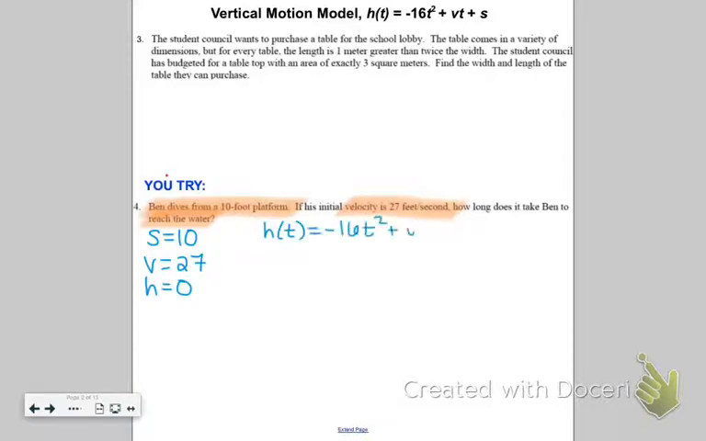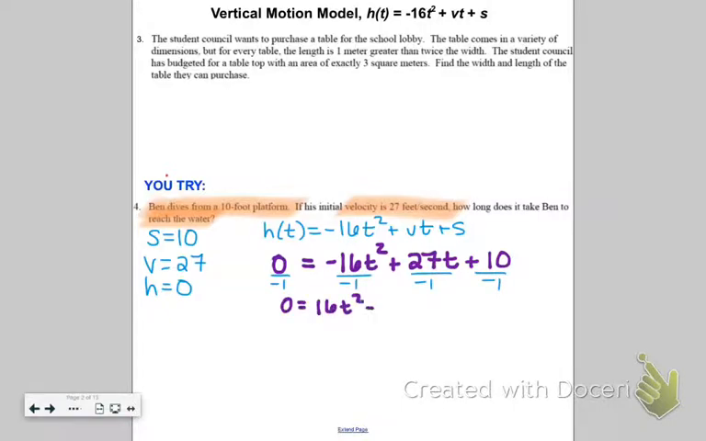Our equation is right here, and we're going to plug in H, V, and S. So 0 for H, 27 for V, and 10 for S. Now there is no GCF, but when we use the box method, we like to have our leading term, our square term, be positive, so I'm just going to divide everything by -1. Now it's ready for the box method.